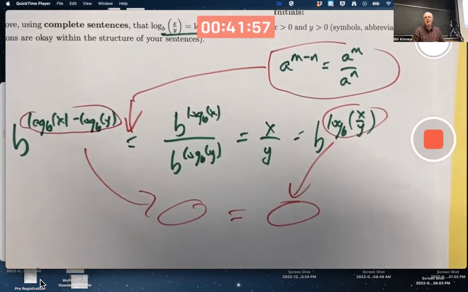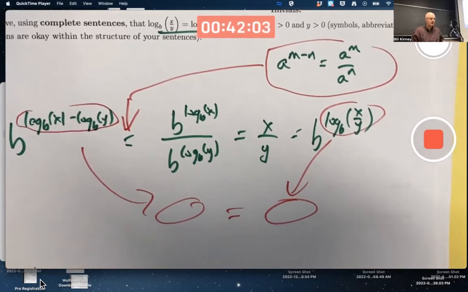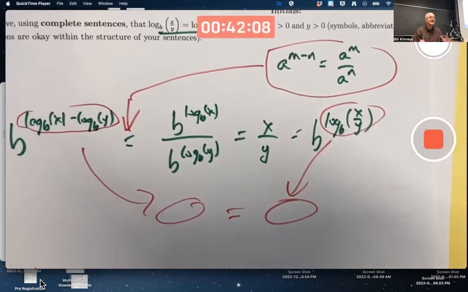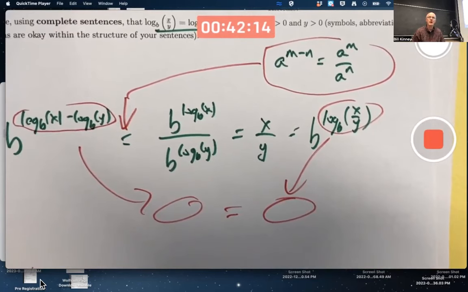Technically, that also requires the fact that b to the z power as a function of z is a one-to-one function. If the outputs are the same, the inputs must have been the same. If you didn't say that, I still give you full credit. And there were a few people who got full credit, but probably 10 to 20% of the class got full credit.